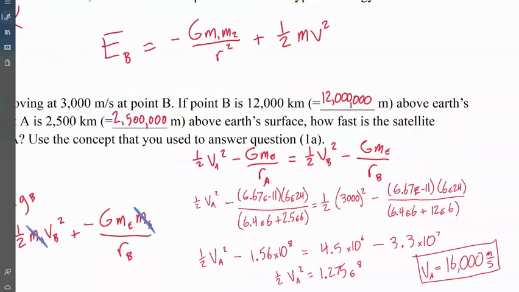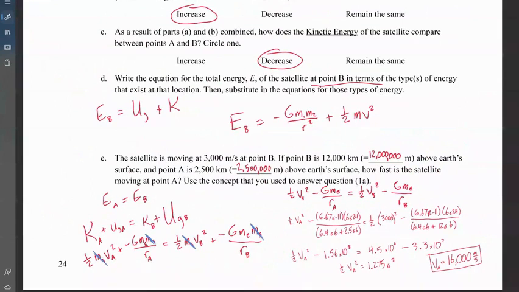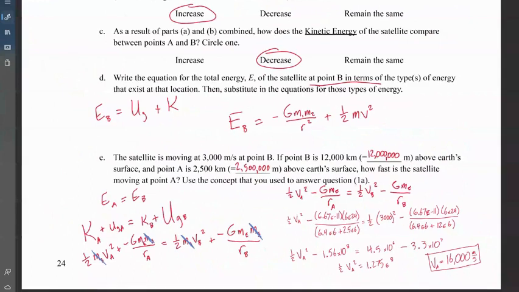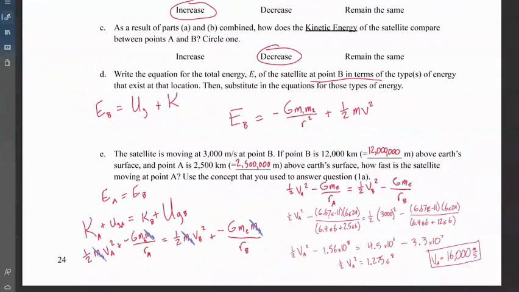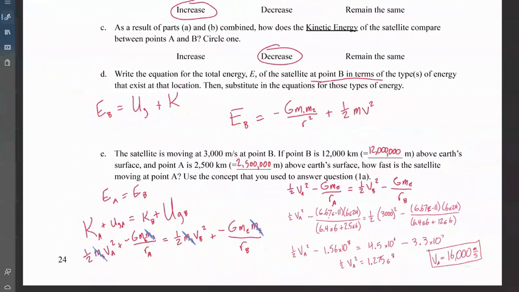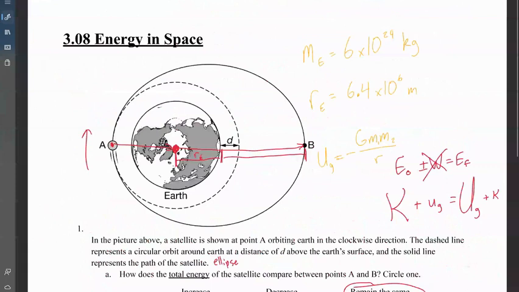Okay, 16,000 meters per second. So that's moving significantly faster than it was at point B, which does make sense, right? Because it is a lot closer than it was at point B, so it's moving a good chunk faster. And it's on a v squared function, so the velocity will increase pretty quickly compared to the distance. All right, so there's our first question there.